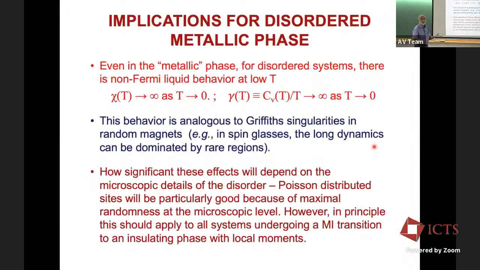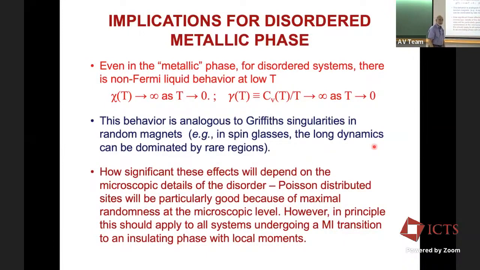So when you go through these kinds of arguments, what you find is that even in the metallic phase, where the Hartree-Fock states are extended and presumably the system is a good metal, there is a non-Fermi liquid behavior at low temperatures. Susceptibility is diverging as T goes to 0. Gamma of T, which is the coefficient of the linear specific heat, is also diverging as T goes to 0. And it's analogous to Griffiths singularities in random magnets and spin glasses, for example. The long time dynamics is often dominated by rare regions of spins, which take a very long time to flip. So this is a case where the thermodynamics itself is picking out rare fluctuations rather than typical behavior.